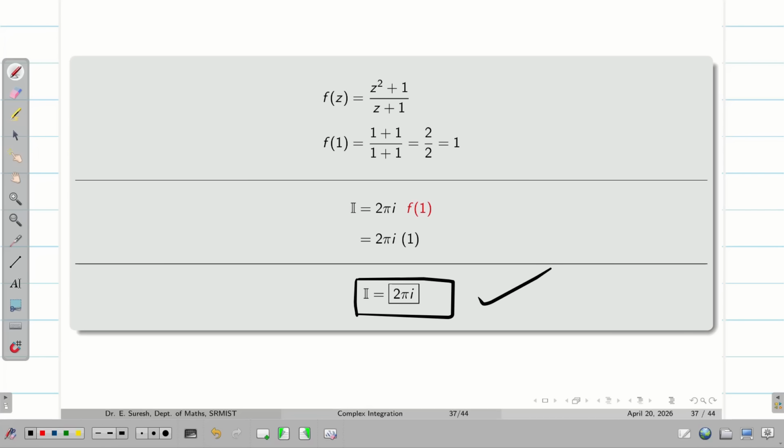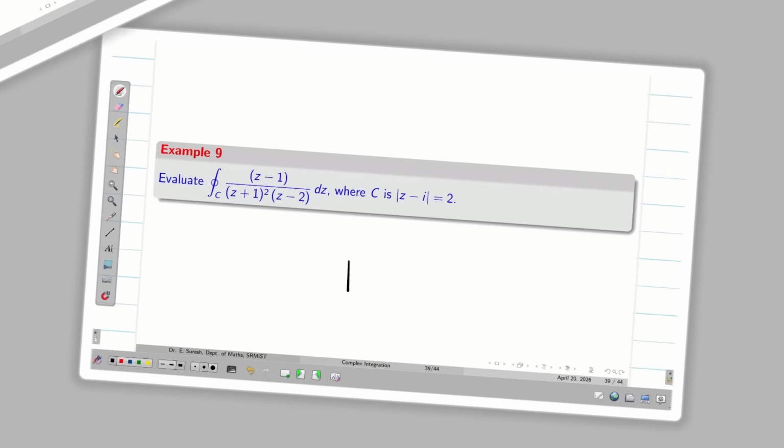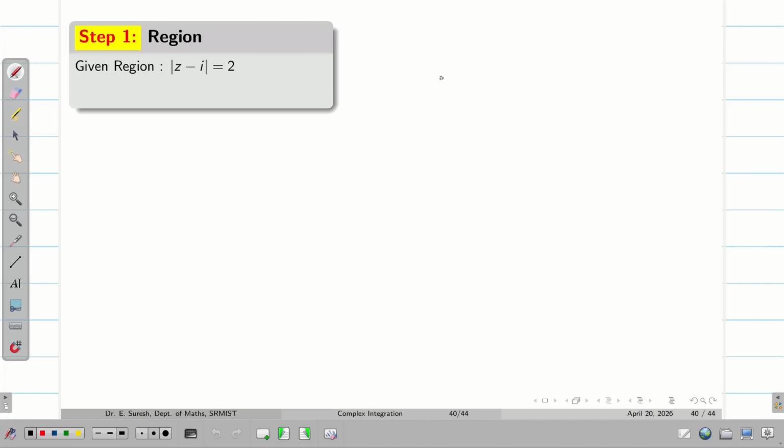Hope you understand, students. Next, we are going to see one more interesting problem. The given region is modulus of z minus I equal to 2. And here we have singular points with higher order. So let us crack this problem. As usual, first draw the figure. For this, let us find the center and radius.